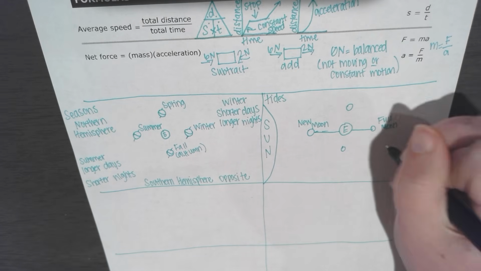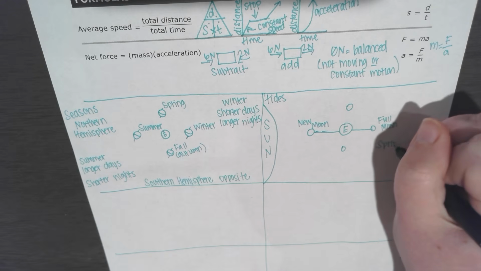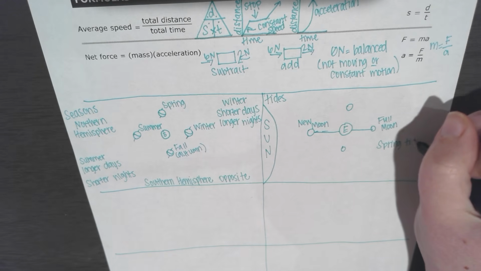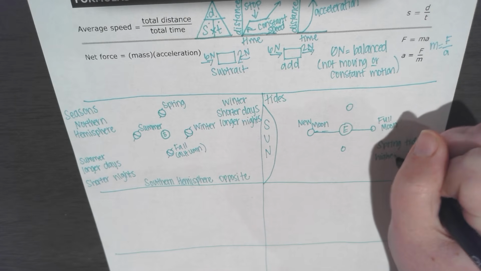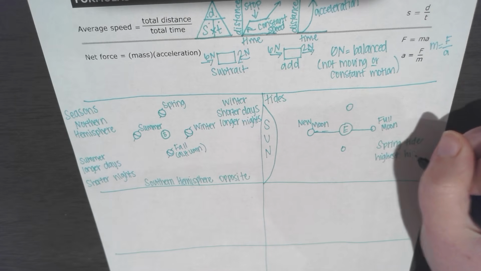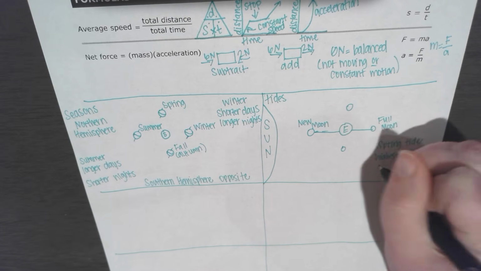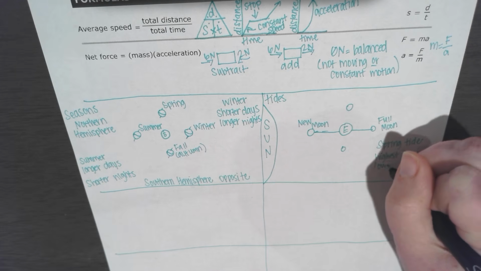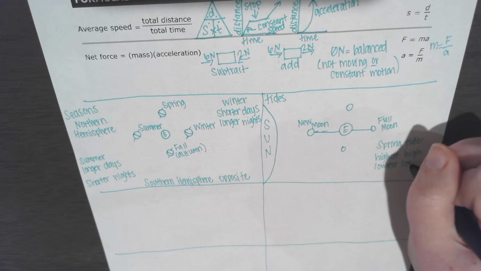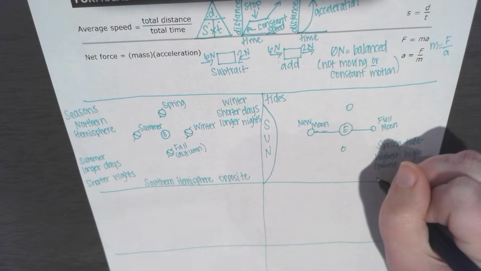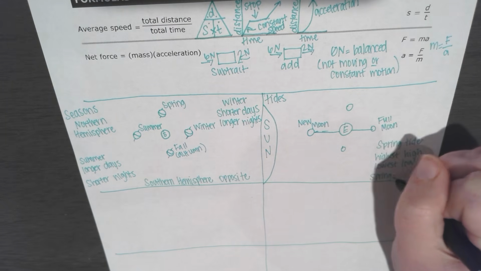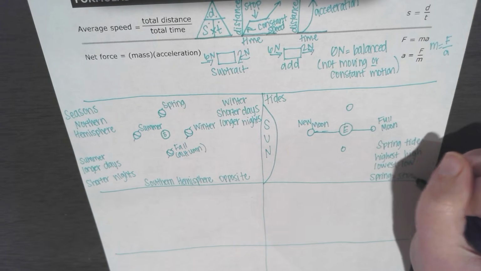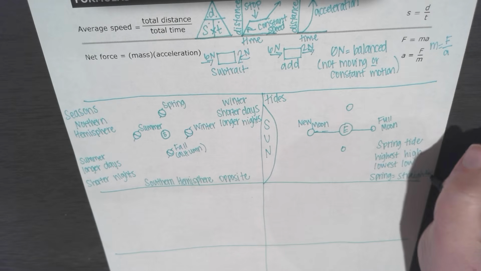And that is called a spring tide. That's when we have the highest high tides and lowest low tides. There's a great difference between the different tides. And we can remember that because spring equals straight. They're in a straight line.